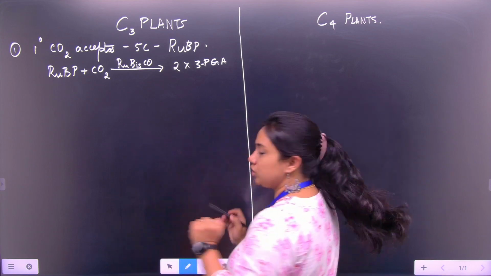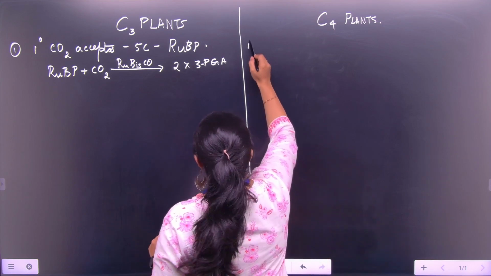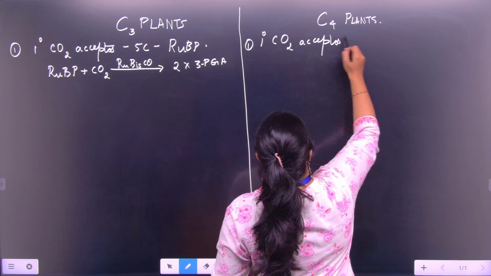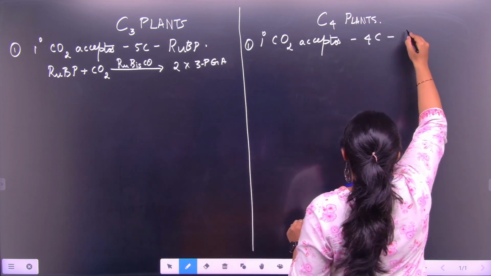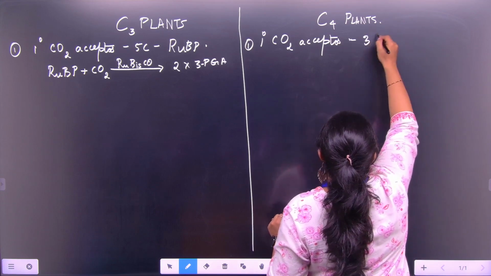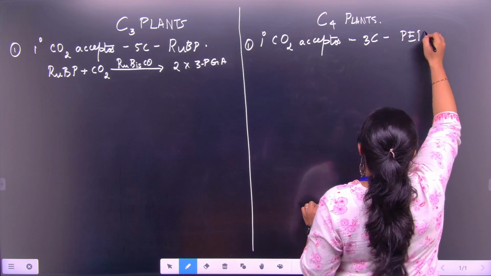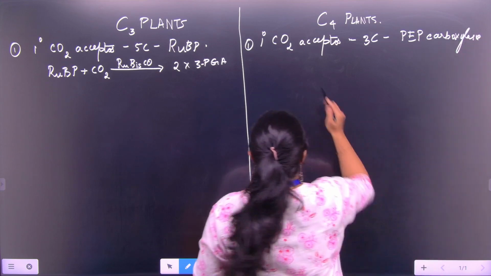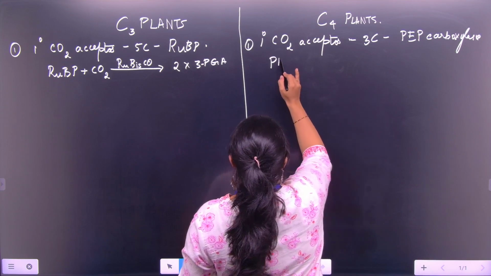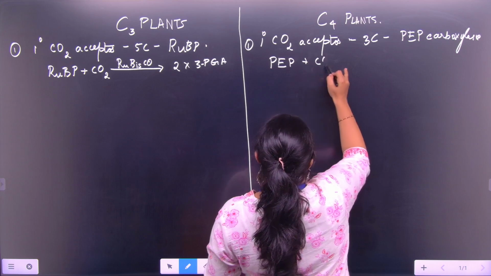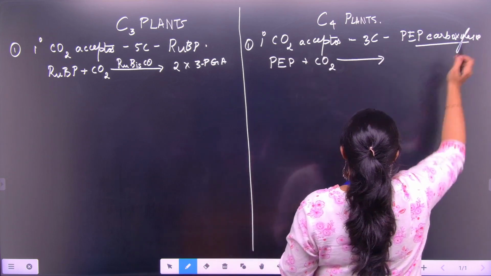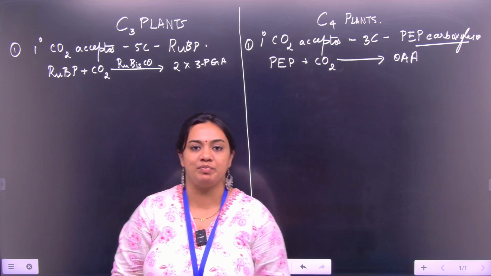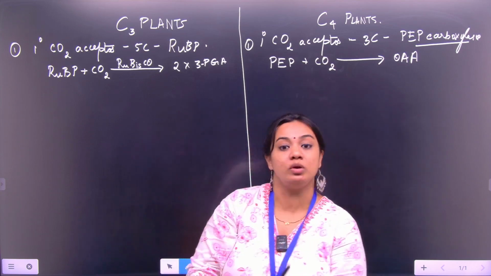Okay, whereas in case of C4 plants, these are plants with a special type of anatomy called the Kranz anatomy, correct? So the leaf has a special type of anatomy. So here the primary carbon dioxide acceptor happens to be a 3 carbon compound, which is PEP carboxylase, and it is going to combine with carbon dioxide in the presence of this enzyme to give a 4 carbon compound, which is oxaloacetic acid, right? So this is the difference with respect to carboxylation.